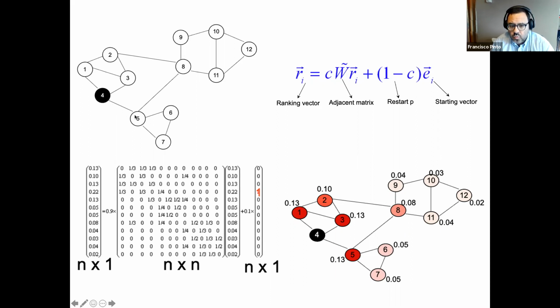If the network has weights in the edges, then those weights may make the probabilities of each one of the nodes to be visited different, according to the weight.